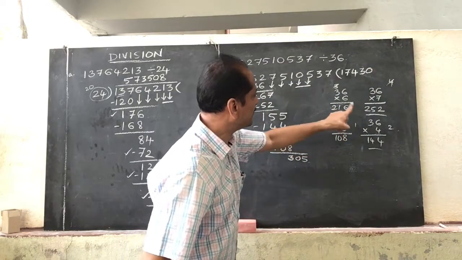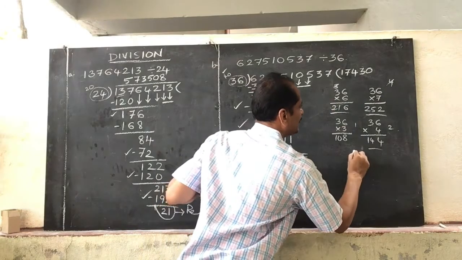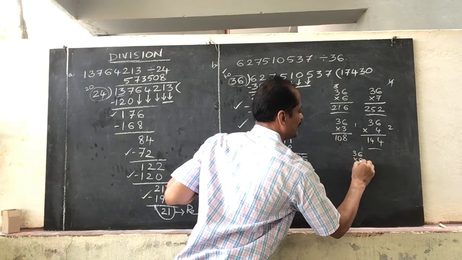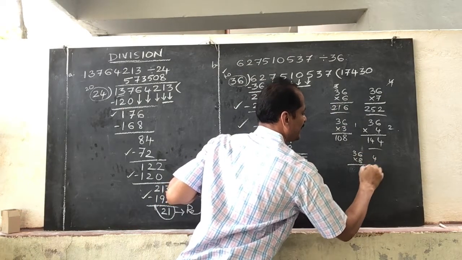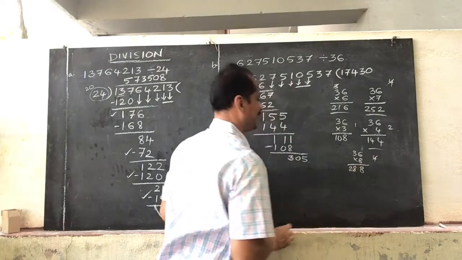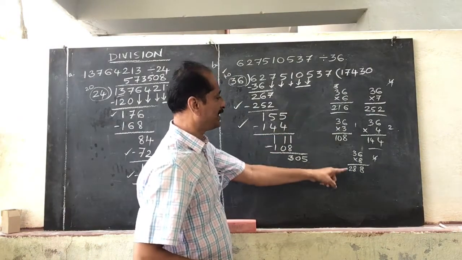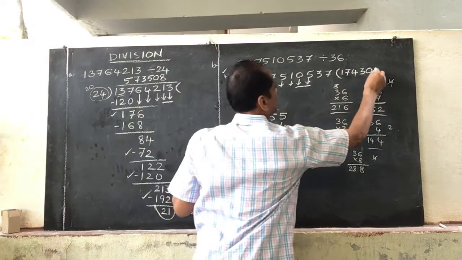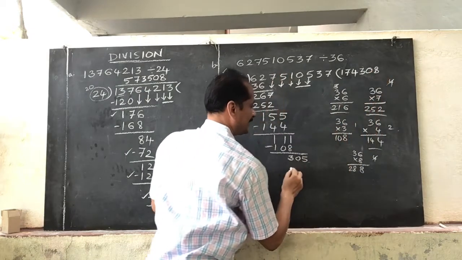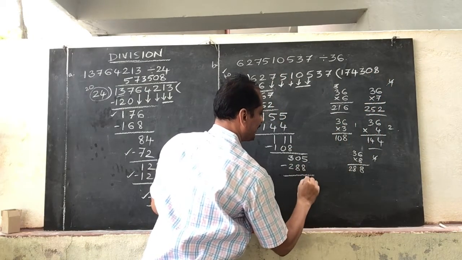Now 305. Is there anything? 7 times. Check for 8 times also. So 36 eights: 8 sixes are 48, 8 threes are 24 plus 4 is 28, so 288. 288 is for how many times? 8 times. So 36 eights are 288. Now the remainder: 15 minus 8 is 7.